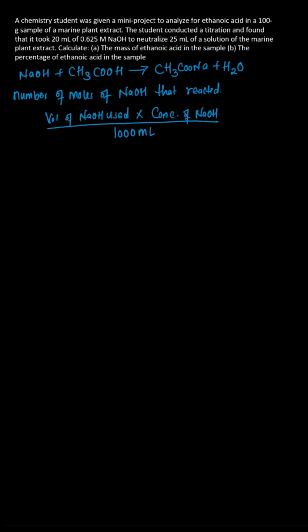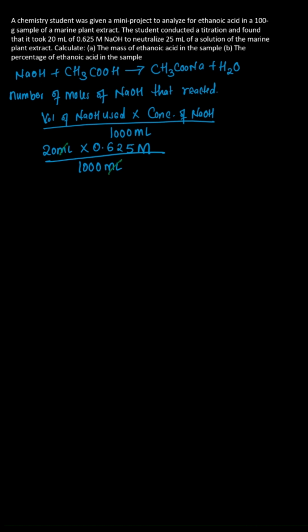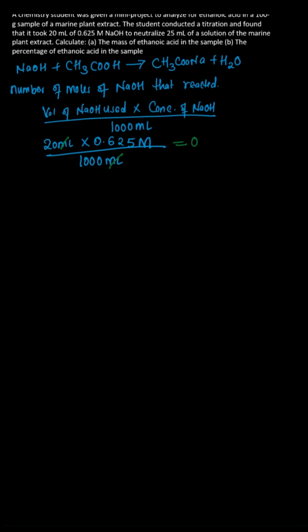Therefore, the volume used is 20 ml multiplied by the concentration, which is 0.625 molar, all over 1000 ml, and therefore the ml and ml cancel. This will give us a molarity of 0.0125 moles. Number of moles of ethanoic acid that reacted.